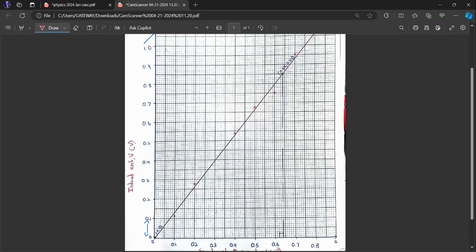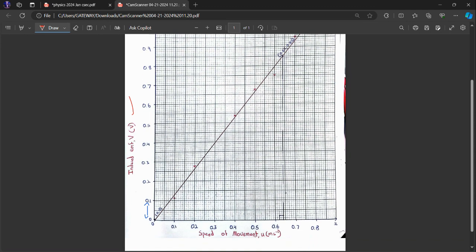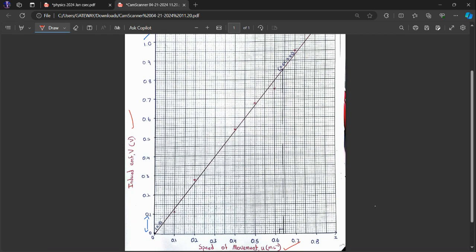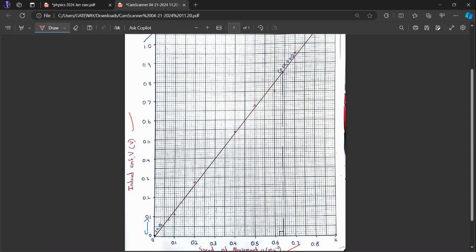What you will get marks for, first thing, is labeling your axis with the unit. Induced current with the unit, I mean induced EMF, my bad. Induced EMF, unit V, symbol V. Speed of movement, u, meters per second. You get marks for labeling your unit. As you may know, when you were doing labs and stuff like that in school, you get marks for plotting the graph, right?